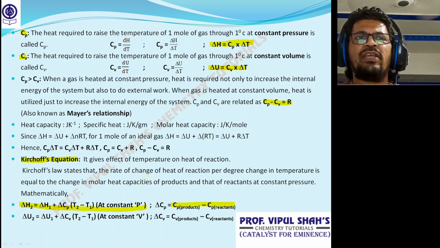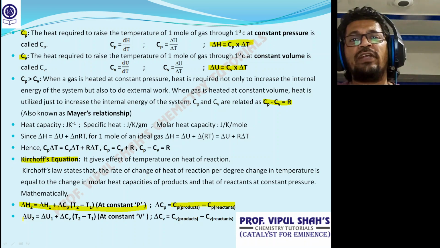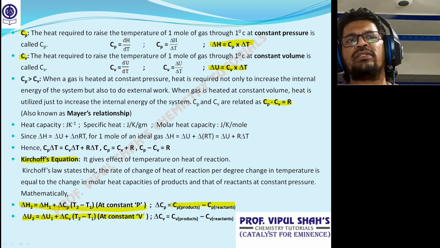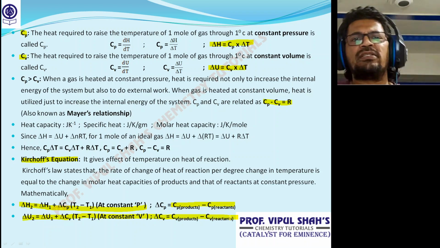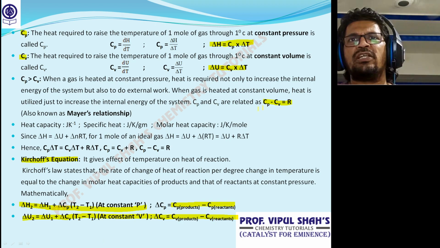In the same way we can also have the rate of change of internal energy, that is delta U2 is delta U1 plus delta Cv into T2 minus T1 at constant volume, where delta Cv will be Cv of products minus Cv of reactants. That's Kirchhoff's law.